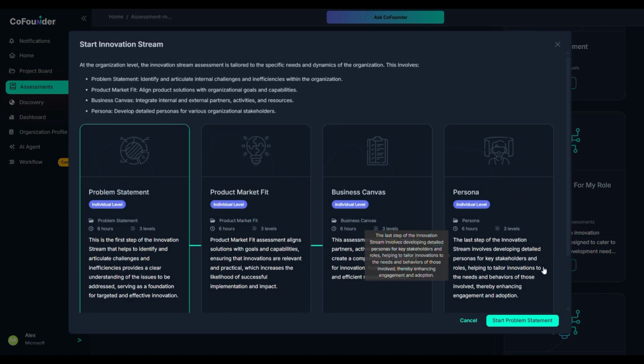Let's take a quick pause to understand what Alex has just stepped into. This is the CoFounder Innovation Stream, a guided process that helps teams move from a messy business problem to a crystal clear, validated innovation roadmap. No blank pages, no spreadsheets, no consultants. Just 4 intelligent, AI-guided steps.